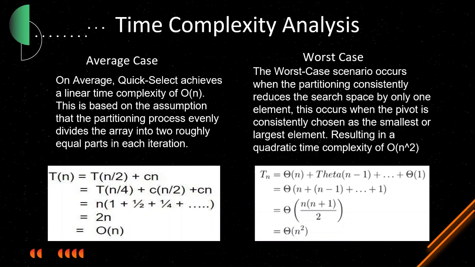Speaking about the worst case, it occurs when the partitioning consistently reduces the search space by only one element, picking a pivot consistently as the smallest or the largest element, resulting in a quadratic time complexity of O of n squared. T of n equals theta of n plus theta of n minus 1 plus 1. The 1 represents the basic operation of the comparison, and the n is the time complexity of the Lomuto partitioning function. N minus 1 represents each iteration. If we continue on this pattern, we obtain theta of n multiplied by n plus 1 over 2, and we can generalize that it computes to a quadratic time complexity of big O n squared.